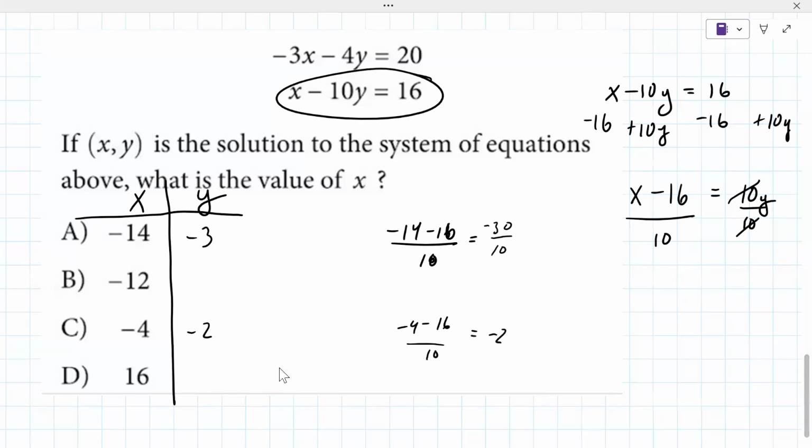Eight. You're subtracting, you're putting this 16 over here on the right. 16 minus 16 divided by 10. Zero. And then B is minus 12 minus 16 over 10, which is minus 28 over 10, which is minus 2.8. Okay.